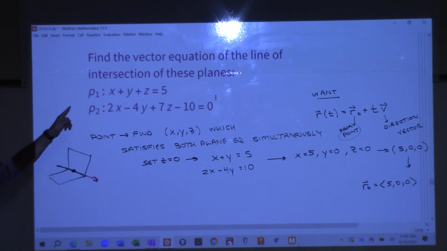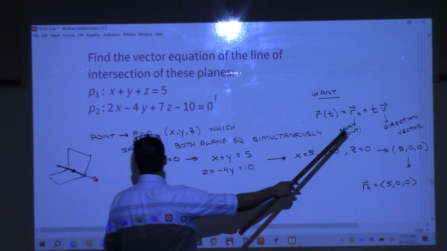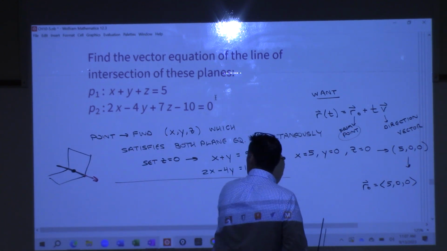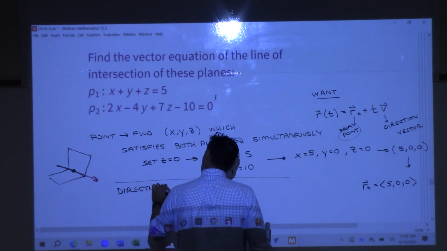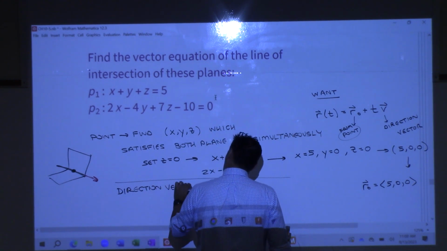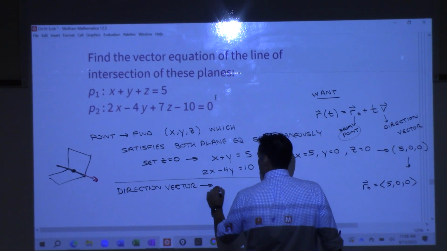We said we would get that by taking the normal vectors of each of the planes and crossing them. When we cross them, we get a vector that's pointed down the same direction as that line of intersection. I showed that to you. Are y'all okay with that? Okay, so now I'm going to be looking for the direction vector. That's going to be the vector v.